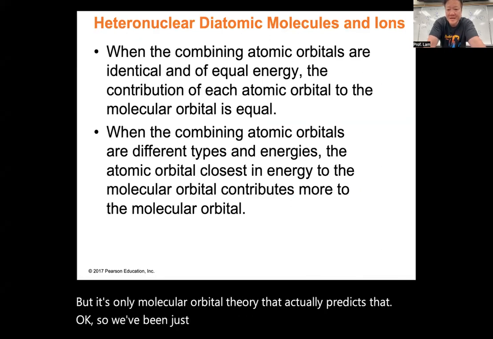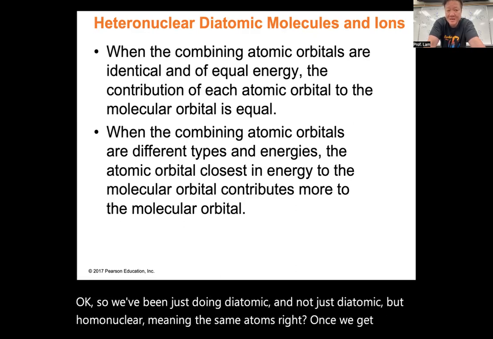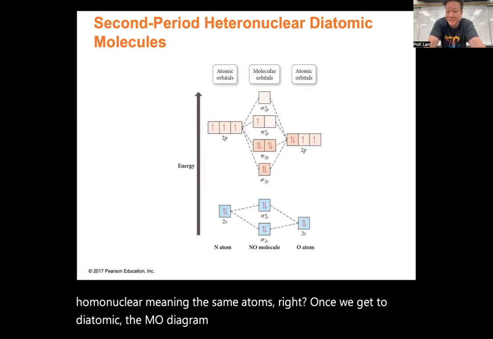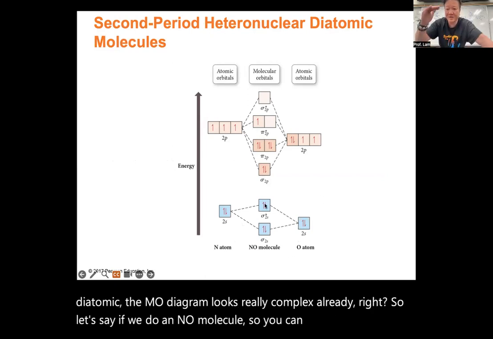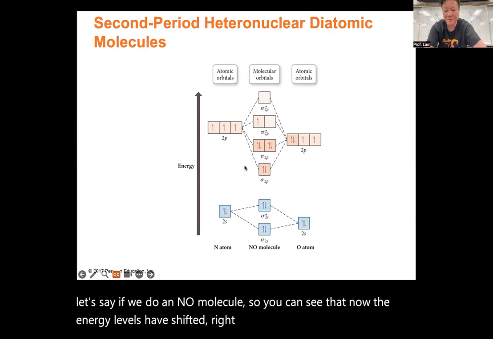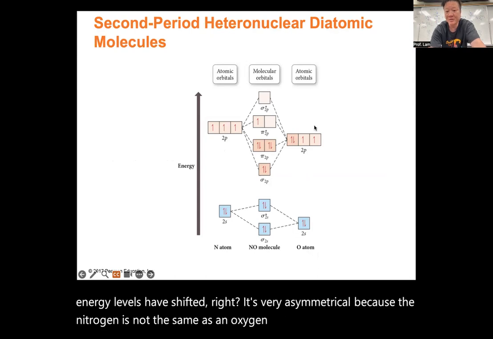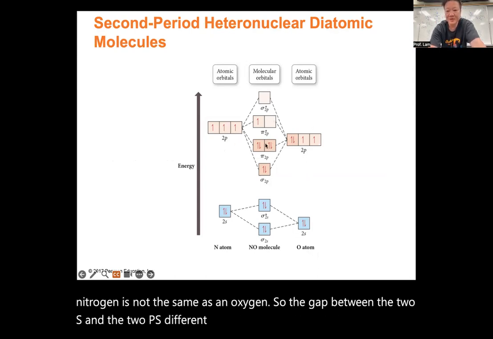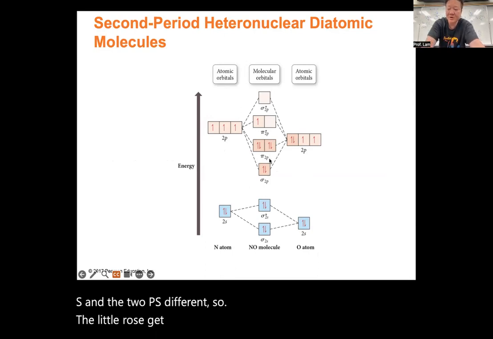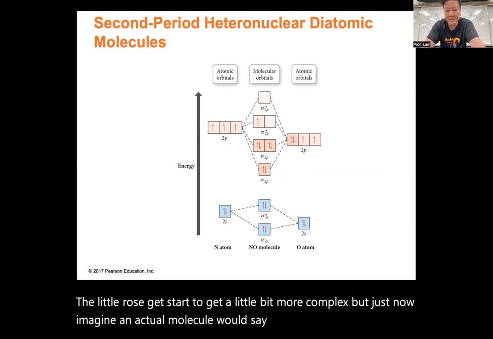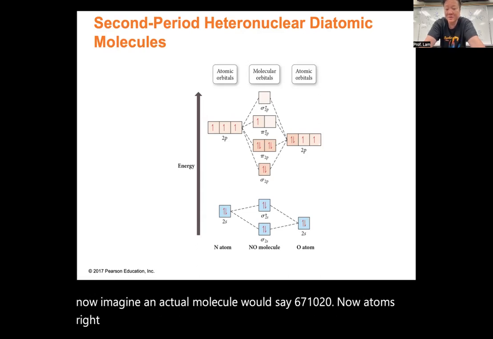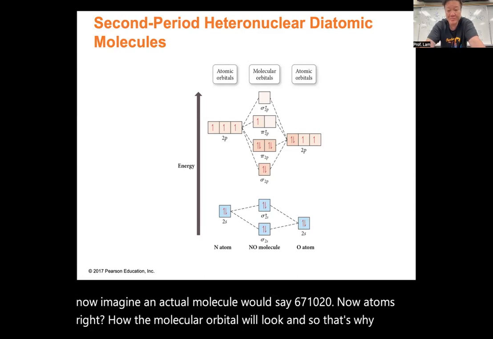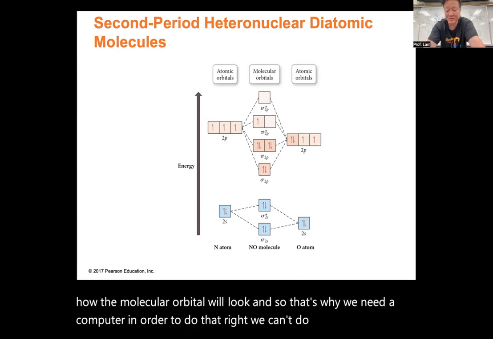Okay, so we've been just doing diatomic, and not just diatomic, but homonuclear, meaning the same atoms, right? Once we get to heteronuclear diatomic, the MO diagram looks really complex already, right? So let's say if we do an NO molecule, you can see that now the energy levels have shifted, right? It's very asymmetrical because the nitrogen is not the same as the oxygen. So the gap between the 2s and the 2p is different. So the molecular orbitals start to get a little bit more complex. But just imagine an actual molecule, let's say 6, 7, 10, 20 atoms, right? How the molecular orbital would look. And so that's why we need a computer in order to do that, right? We can't do that on the board anymore.